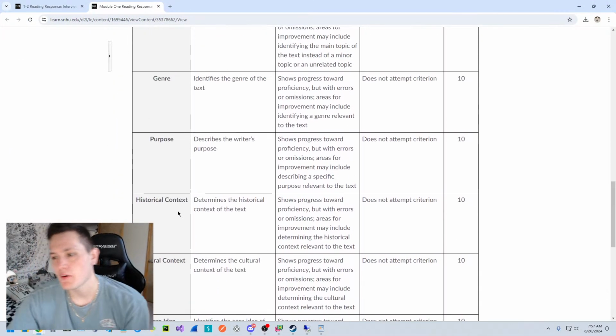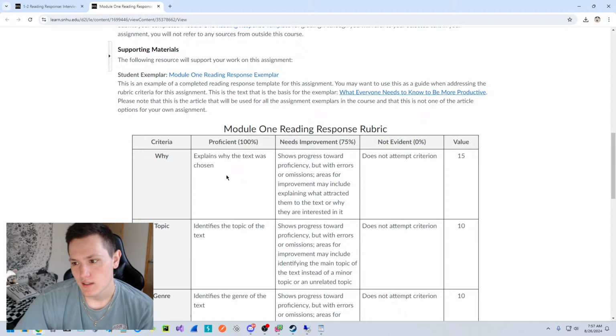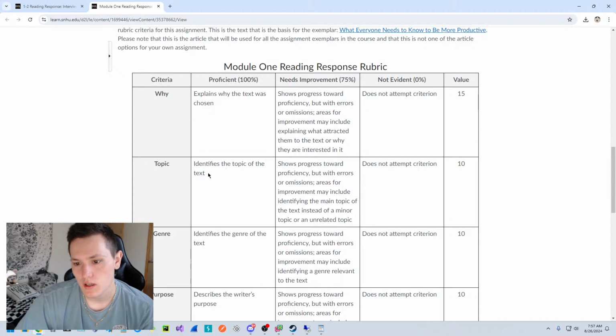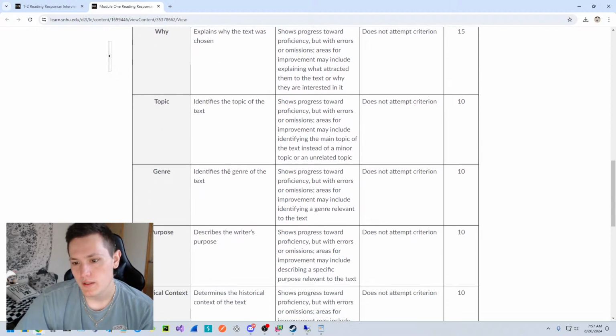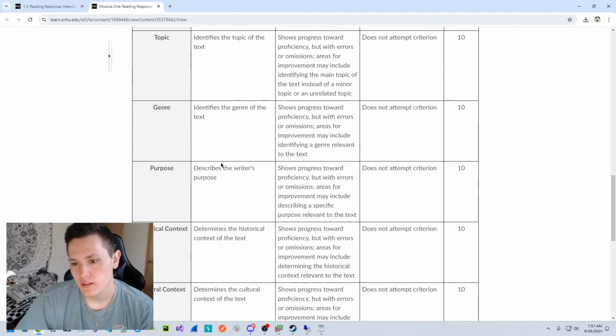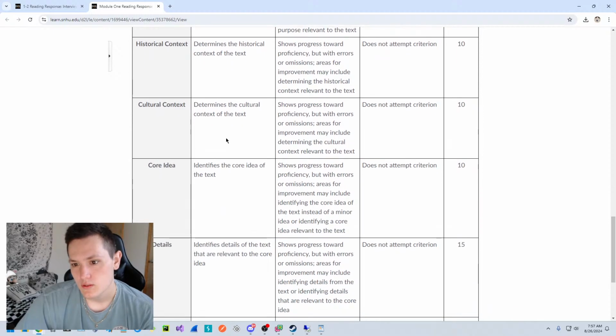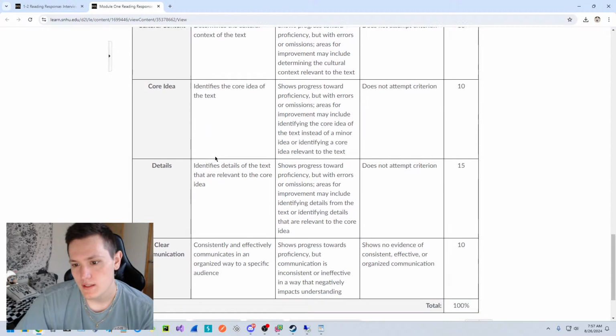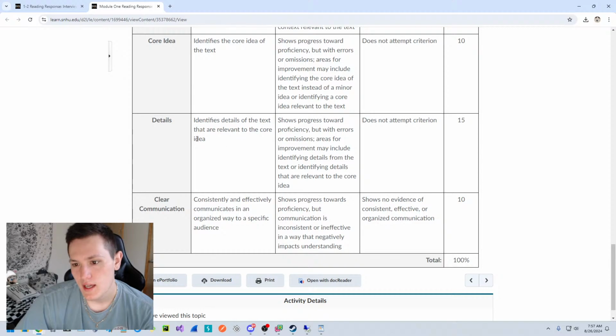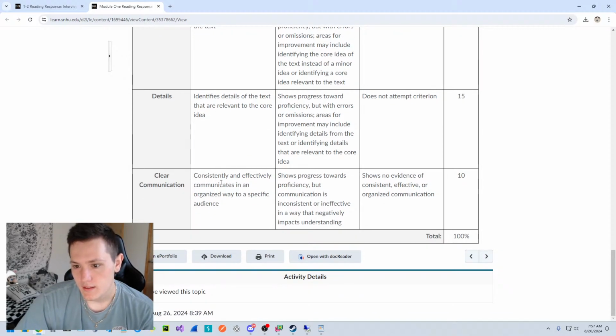I think if I'm writing something, it does, because it doesn't explain the text. Okay, it just says explain why the text was chosen. Identify the topic of the text. Identify the genre of the text. Describe the writer's purpose. Determine the historical content, cultural content, and then core ideas, and then details of the text that are relevant to the core idea, and then make sure that you have clear communication, basically.